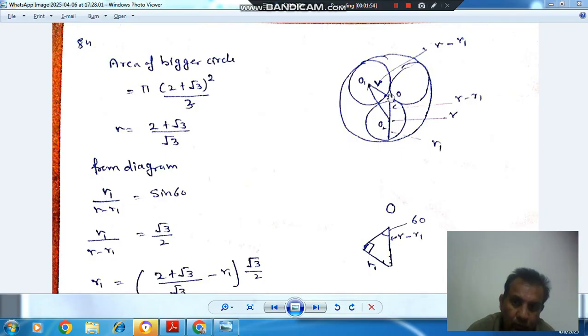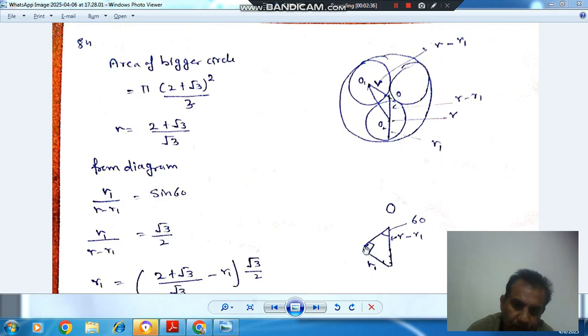Okay. As these are three identical circles, the total angle is 360, so this angle will be 120. If we draw a perpendicular from it on O1O2, then it will bisect this angle, so this is your 60. If you consider this point O, this triangle will have O, this is R1, and this will be R minus R1. Okay, this is point O. So this is R minus R1, this is R1, and this angle will be your 60.